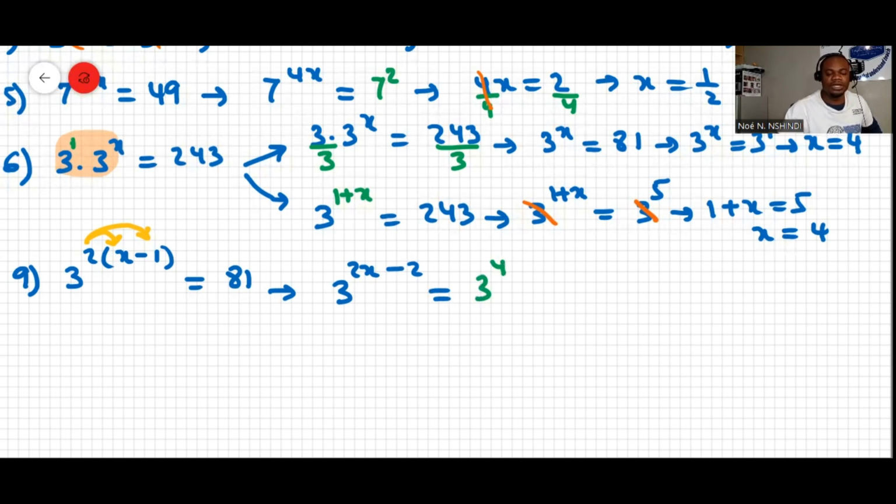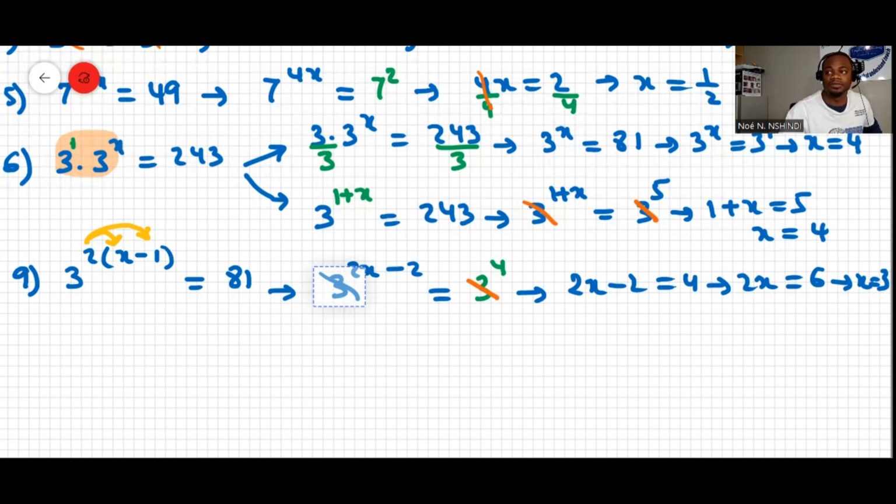Okay. And then in this case, we can just drop the bases. So the bases are common, we can drop the bases, and then this will be 2x minus 2 equal to 4. And then that makes 2x equal to 6. And then x will be equal to 3. Okay. Now, we're going to do another question.